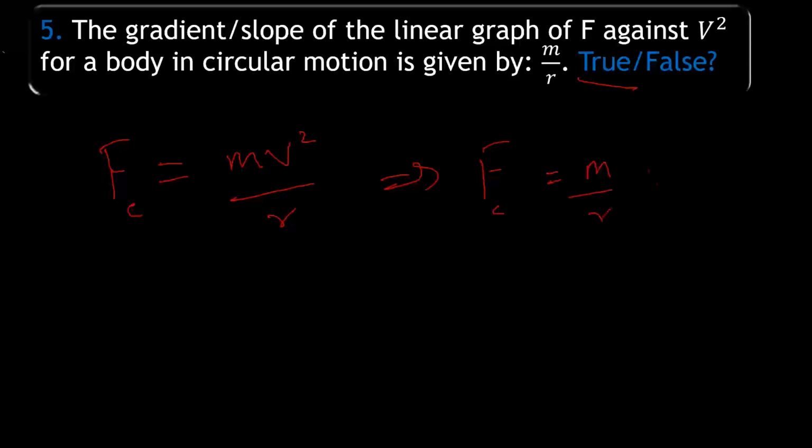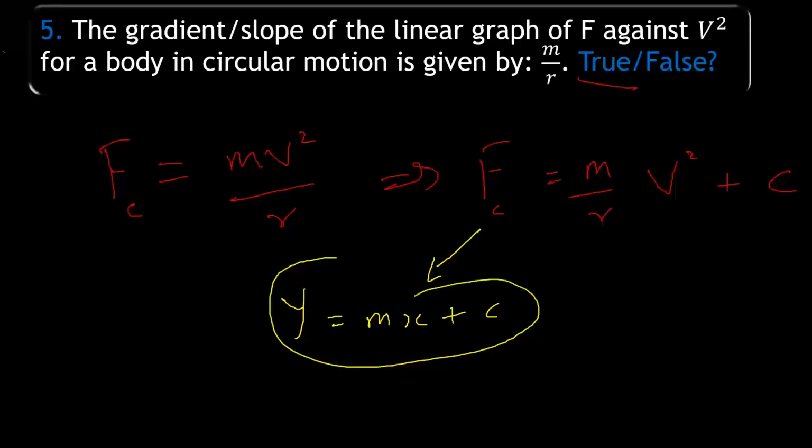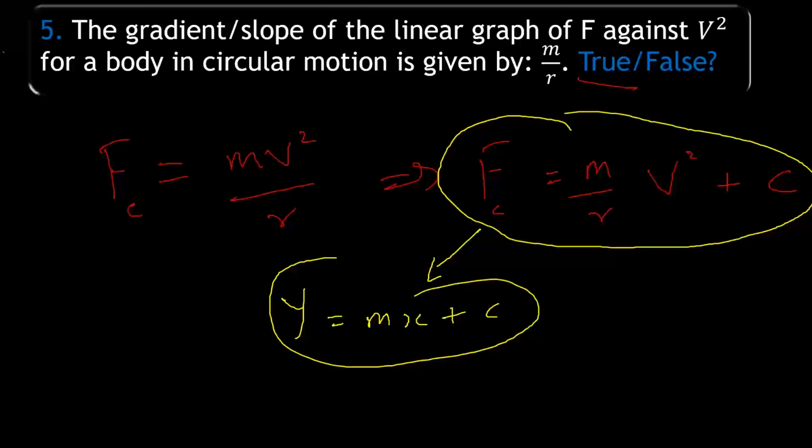If I like, I can put my intercept so that this will resemble the general equation for a straight line. You remember y is equal to mx plus c. Can you see a kind of resemblance between this and this? Can you see that? That means this is the gradient or the slope.